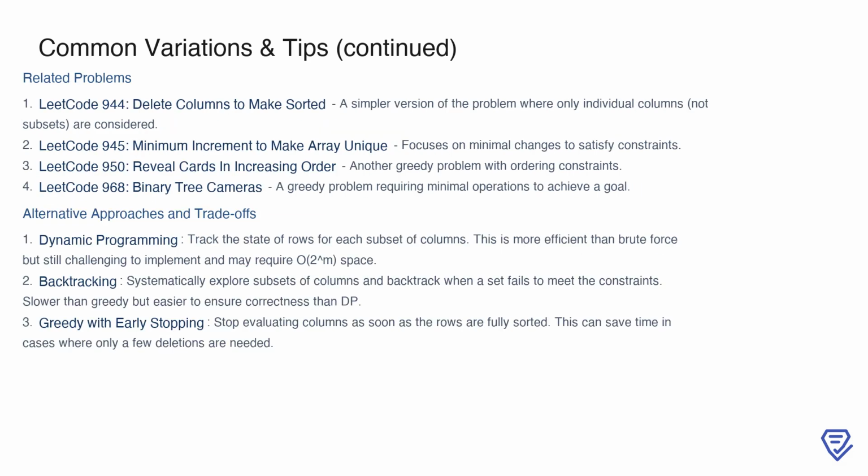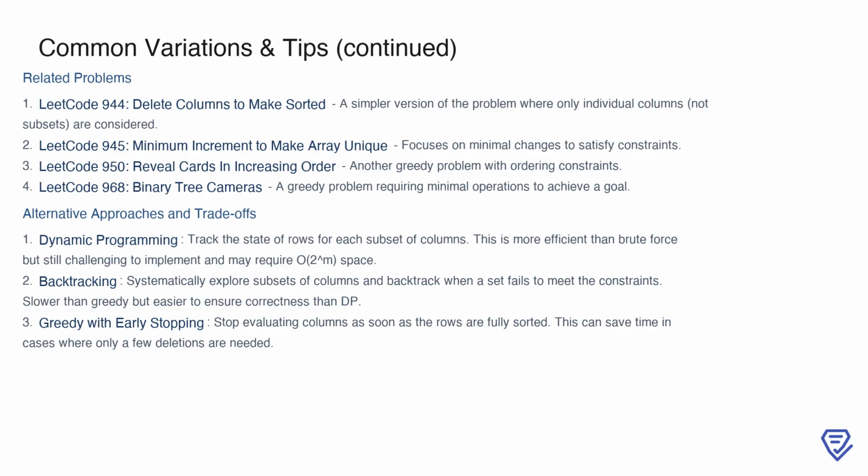If you're interested in related problems, LeetCode 944 is a great starting point. It's a simpler version of this problem, where you only consider individual columns for deletion, not subsets. Similarly, LeetCode 945 focuses on making minimal incremental changes to satisfy constraints, which is another problem that emphasizes optimization. LeetCode 950, meanwhile, involves ordering constraints and uses a greedy strategy to reveal cards in increasing order. Finally, LeetCode 968 is a different type of greedy problem that focuses on placing cameras in a binary tree with minimal operations.